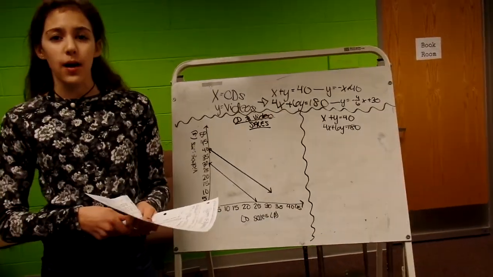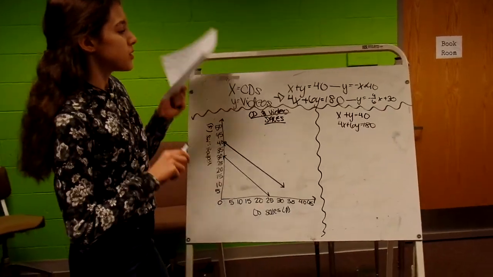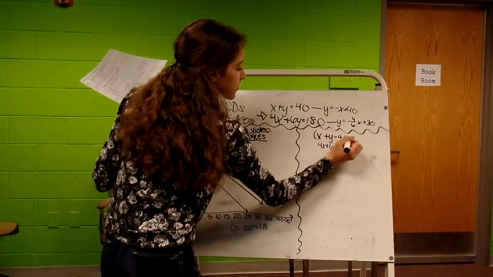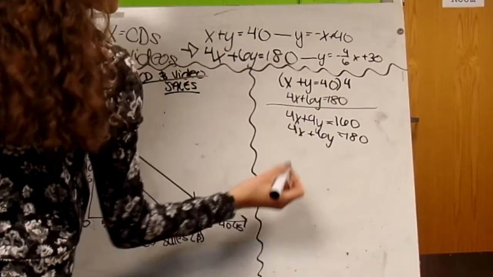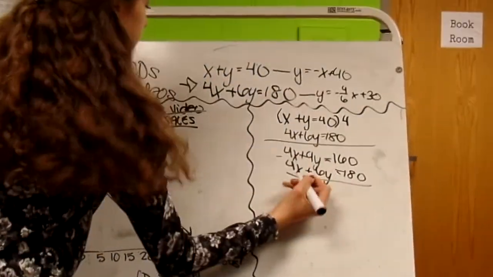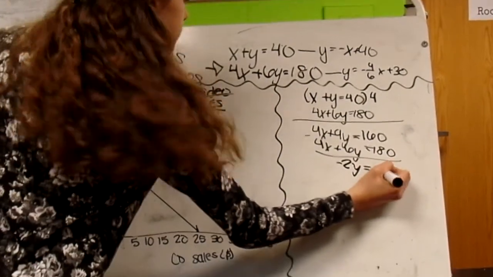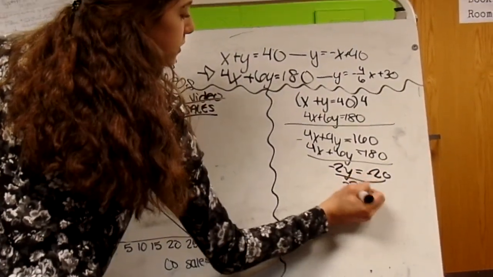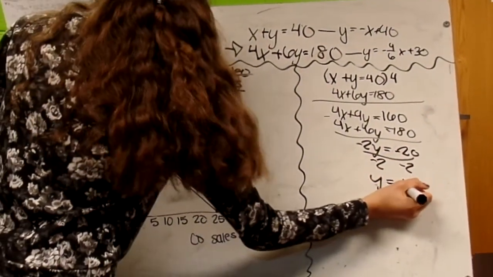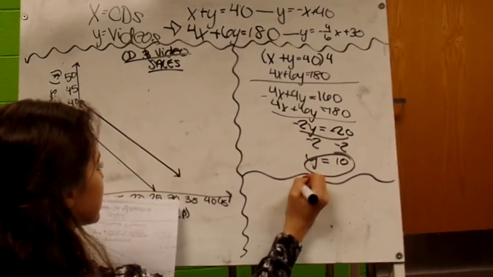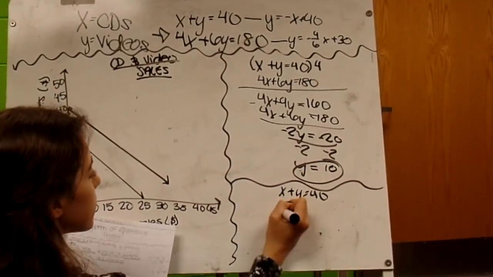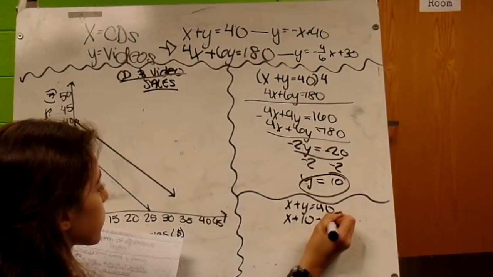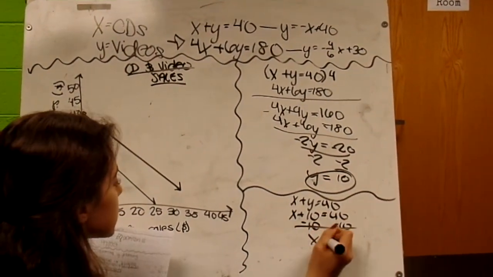Now we're going to solve this problem by using elimination. So we're going to take the top equation and multiply everything by 4. So you get 4x plus 4y equals 160. Then you're going to subtract to get negative 2y equals negative 20, and then divide everything by negative 2 to get y equals 10. To find x, we're going to do x plus y equals 40, and then substitute the y, x plus 10 equals 40, subtract 10, x equals 30.